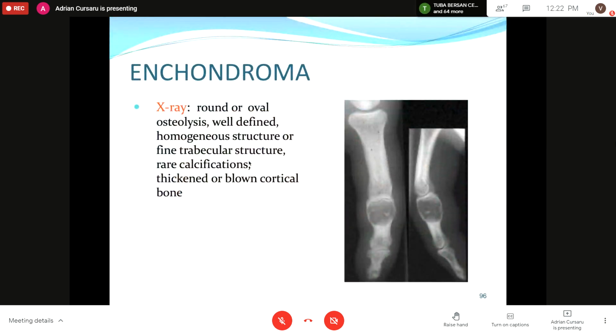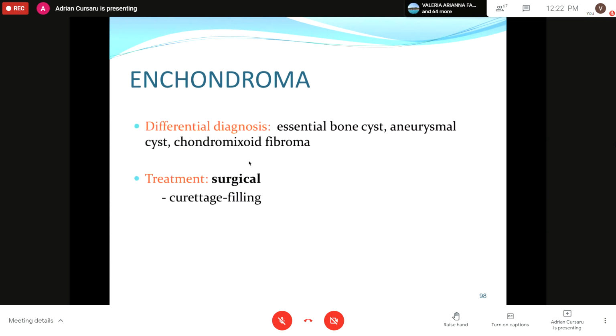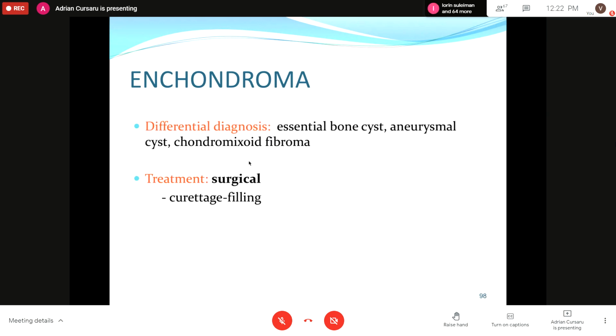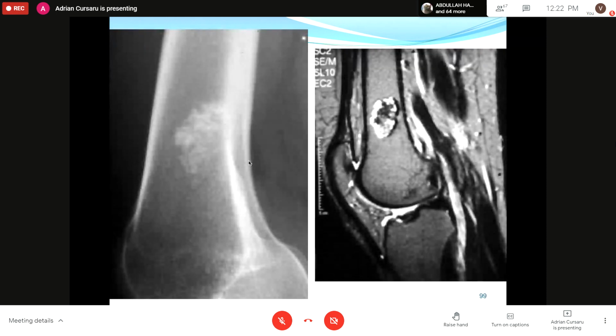You will see the characteristics of benign tumors on X-rays. On histopathological visualization, you will see a white-blue, elastic consistency. On microscopy, conjoined substance is the most frequent finding in enchondroma. The treatment, specific for benign tumors, is curettage and filling with bone grafts.